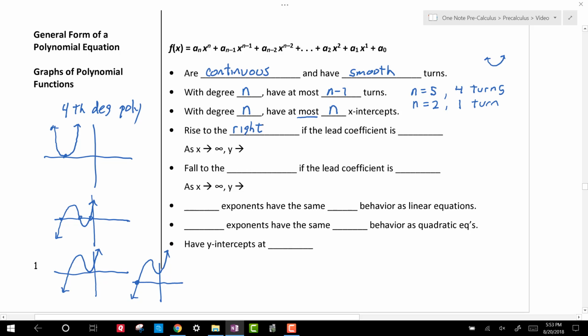So that's why we talked about right-hand behavior first. They rise to the right if the lead coefficient is positive. So go back and look at some of those graphs. If I had a 2x squared parabola, the right side's going up and the left side's going up. So we would say as x goes to infinity, y also goes to infinity. They fall to the right if the lead coefficient is negative. In other words, if it started off with a negative, then the right side always went down every single time. So as x goes to infinity, y would go to negative infinity if I had a lead coefficient that was negative.